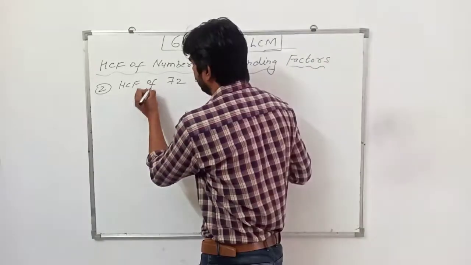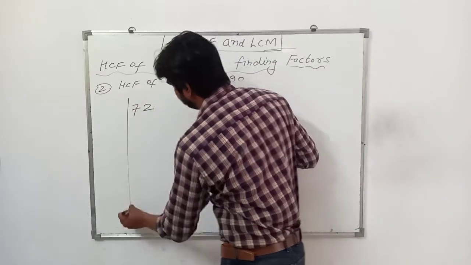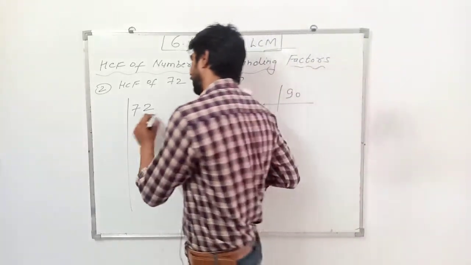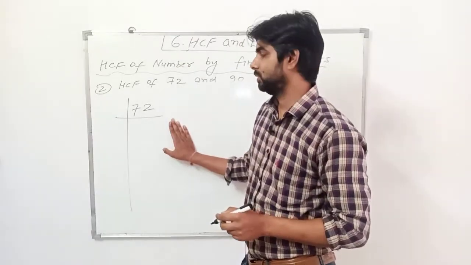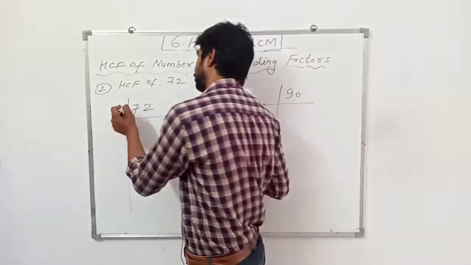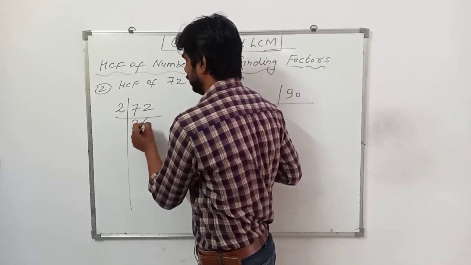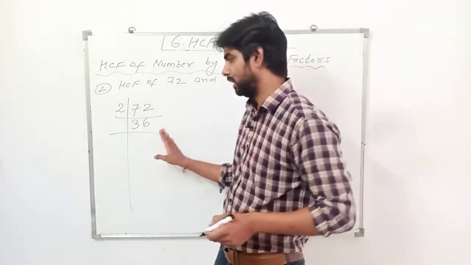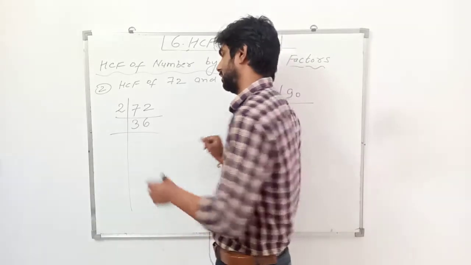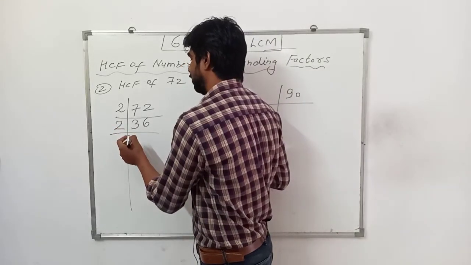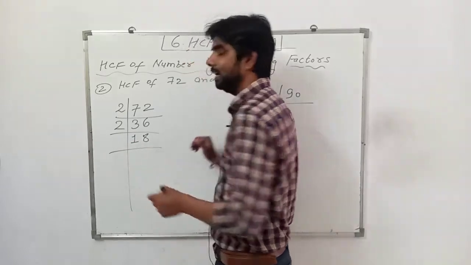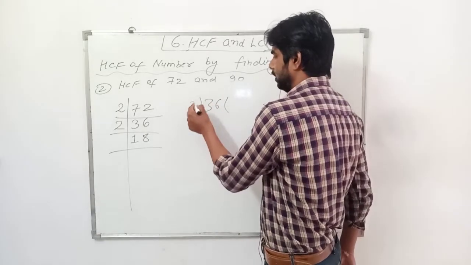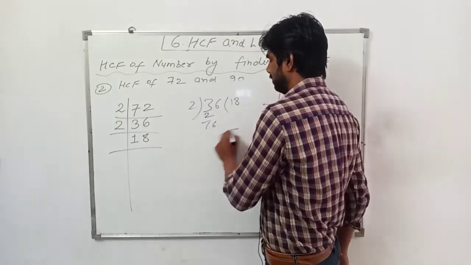In this method, we divide 72 by small numbers and 90 by small numbers. Let's start dividing 72. We know that 72 is divisible by the smallest number, that is 2. We know that 2 3s are 6, 2 6s are 12, 2 36s are 72. Now 36 is also divisible by 2 because its units place is 6. So we divide 36 by 2. 2 1s are 2 and 2 8s are 16, 2 18s are 36. You can do it in rough also. We get 18.